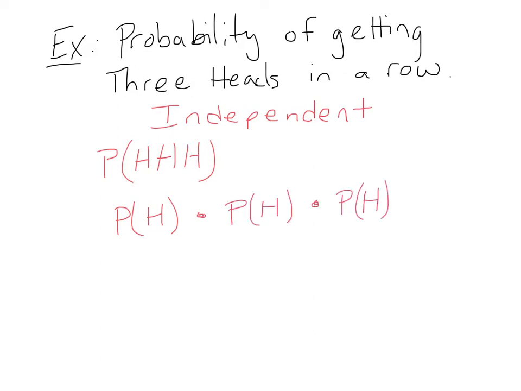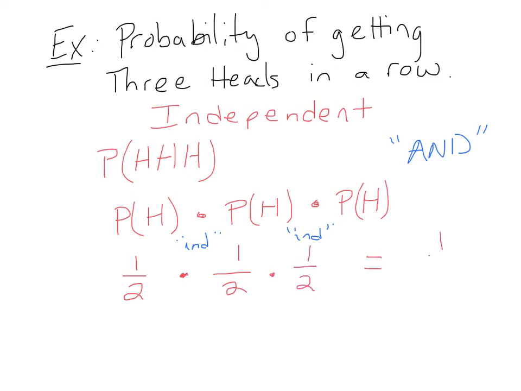And the reason we're multiplying in between is because it's known as AND probability. Anytime you want one thing and another, you use multiplication. The probability of flipping a coin and getting a head is 1/2. And you want another 1/2, and another 1/2. When you multiply all those together, the probability is 1/8. Simple enough. Let's move on.